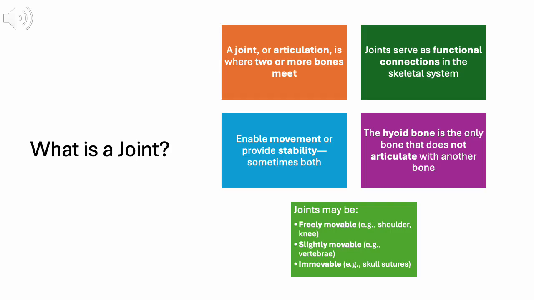It's also helpful to think of joints in terms of how much movement they allow. Freely movable joints like those in your limbs are called diarthroses. Slightly movable joints, like between the vertebrae, are amphiarthroses. And immovable joints, like those in the skull, are called synarthroses. As we move through this chapter, you'll see how structure directly impacts function. The way a joint is built will determine how it moves, or whether it moves at all.